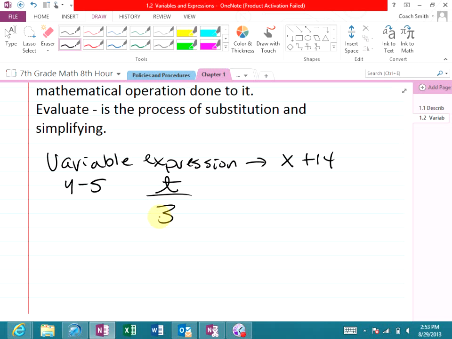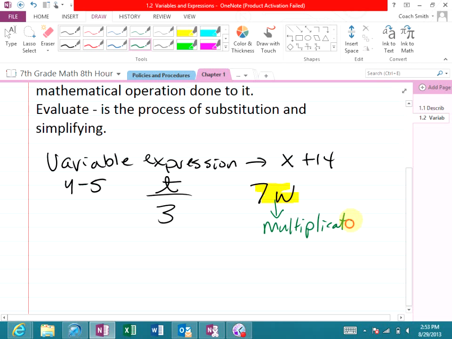Now, one that you're going to see a lot, not necessarily in this lesson but in future lessons, is like 7W. Okay, this means multiplication. It is the same thing as 7 times W, like that. Those are both the same. They're equivalent to each other. Okay, so those are all examples of variable expressions.